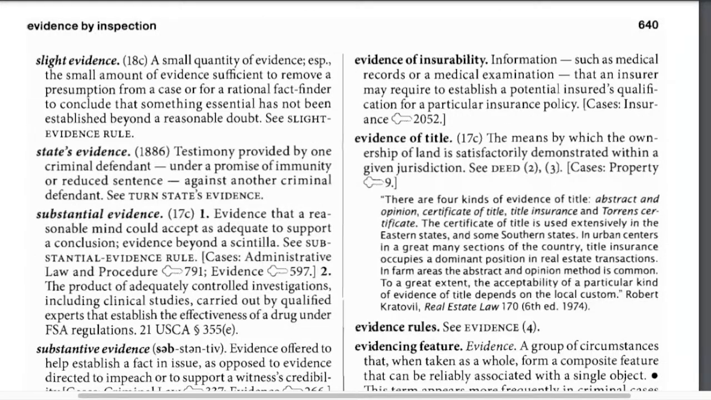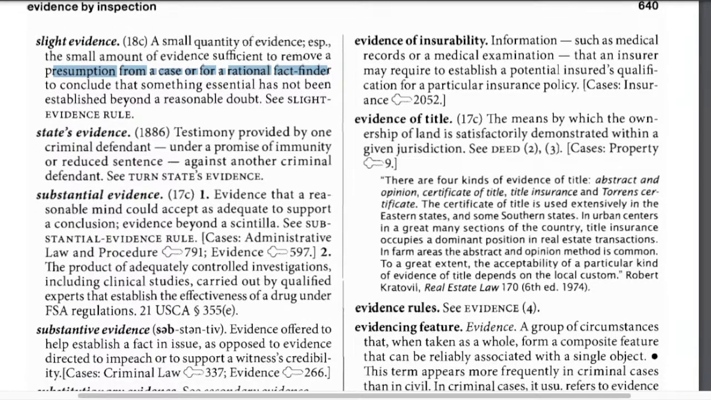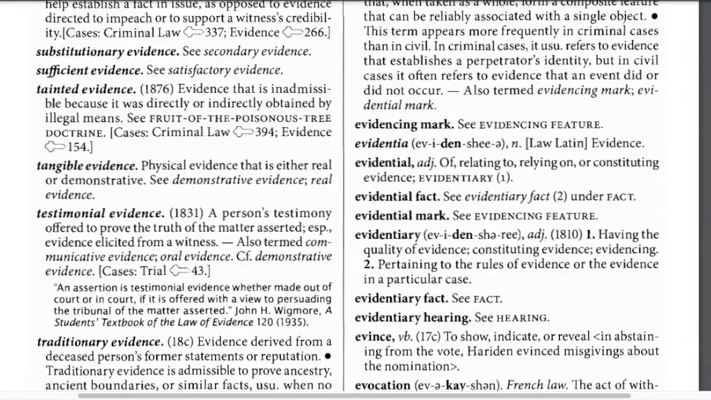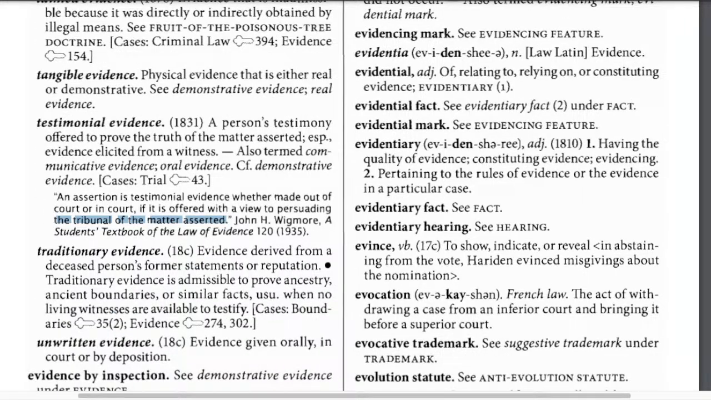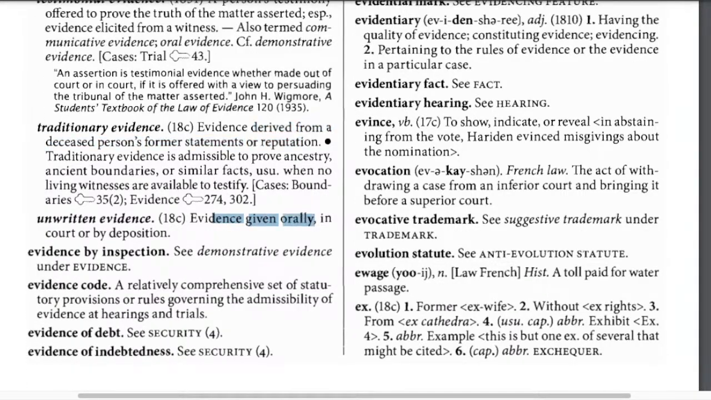Pretty high bar there. Then we have slight evidence: a small quantity of evidence, especially the small amount of evidence sufficient to remove a presumption from a case for a rational fact finder. Cool. All right, so let's get to some good ones here. Testimonial evidence, 1831: a person's testimony offered to prove the truth of the matter asserted, especially evidence elicited from a witness. An assertion is testimonial evidence, whether made out of court or in court, if it is offered with a view to persuading the tribunal of the matter asserted. Traditionary evidence: evidence derived from a deceased person's former statements. Unwritten evidence: evidence given orally.